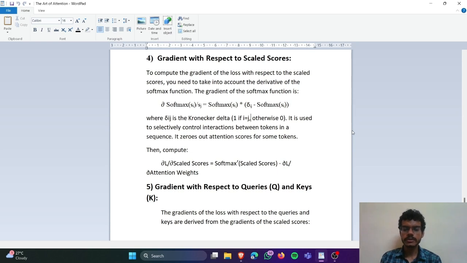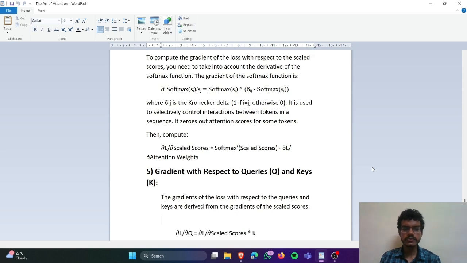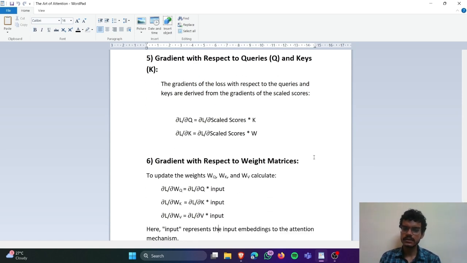This is very important because it ensures that no future values are taken. It controls the interaction between tokens in the sequence. It zeroes out attention scores for some tokens that are not necessary at this point, and then computes del L by del scaled scores, which is softmax scaled scores dot del L by del attention weights. Then you have to calculate the gradient with respect to queries and keys. Similarly, you can do this. Del L by del Q is basically this.